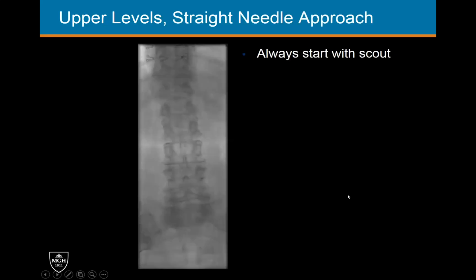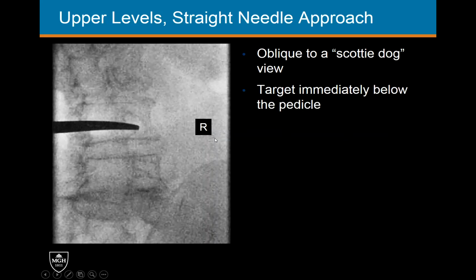All right, sorry, just doing a time check. So at the upper levels, when we do a straight needle approach, again, always start with a scout and check your anatomy. This time we're doing the right side. You can see this is obliqued to the opposite side. So we're doing the right side of the patient, and you're obliquing it essentially to get a Scotty dog view. And you want to target immediately below the pedicle. Remember that the roof of the neuroforamen is the pedicle, so you want to go right below the pedicle with the Scotty dog view.